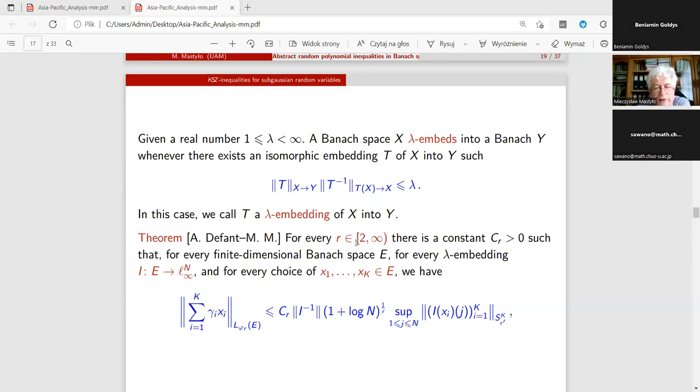So we have the following statement. For any R from 2 to infinity, there is a constant depending on R, such that for any finite dimensional Banach space E, for every lambda embedding into L infinity^N, and for every choice of elements in E, we have the following estimation. So you see here appears the psi of m calculated for this exponential Orlicz function. And here appears the calculation of the value of this embedding in L infinity^N.